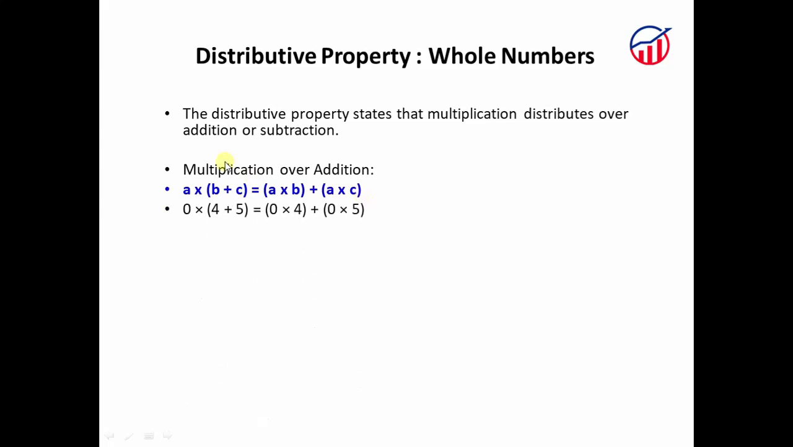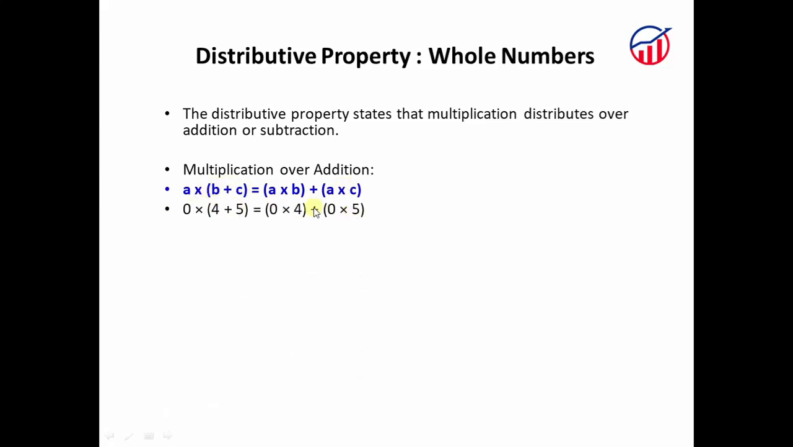So what it means is a multiplied by b over here. So you have a into b over here, the plus sign in between, and a multiplied by c. That means the multiplication is distributed first over b and then it is distributed over c, and the addition sign is in between. Let's check an example over here.